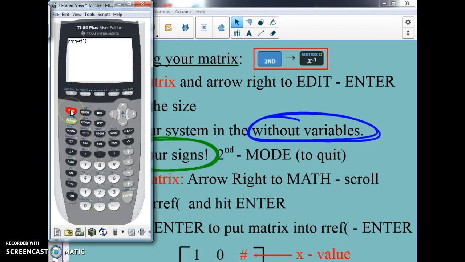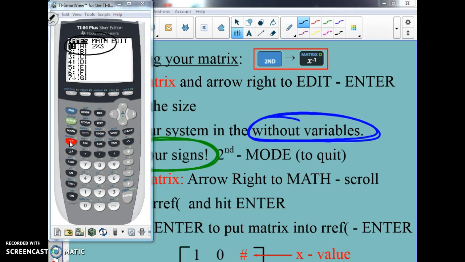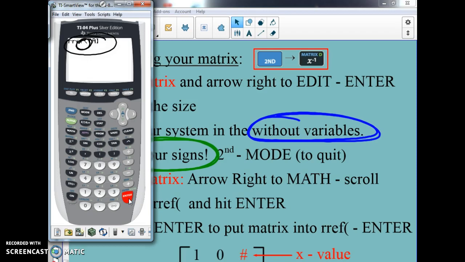So second, x to the power of 1. And the matrix I'm working with is my first matrix. This is the one I'm working with. You'll notice it has the letter A to it. So I'm going to select that. I'll clear all that stuff out of there. And now it says ref matrix A. I'm going to hit enter, and I should get some kind of matrix, okay?